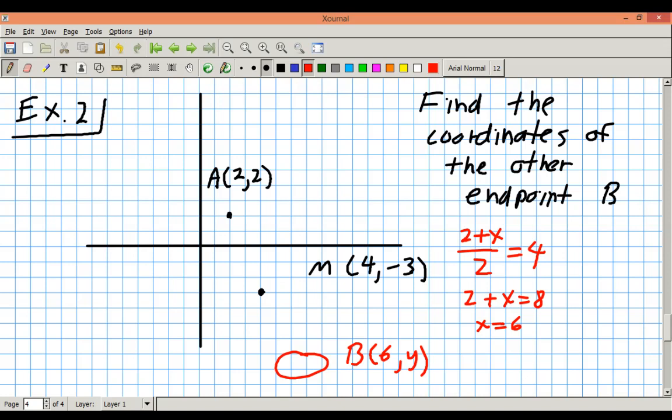All right, let's do a similar calculation to find the y-coordinate of point B. Remember that if you take the 2 from point A and add it to the y-coordinate of point B, and then divide by 2, that's going to be equal to the y-coordinate of the midpoint, which is -3 in this case. Let's go ahead and solve that little equation for y. So you've got 2 plus y is equal to -6. Then y is equal to -8.